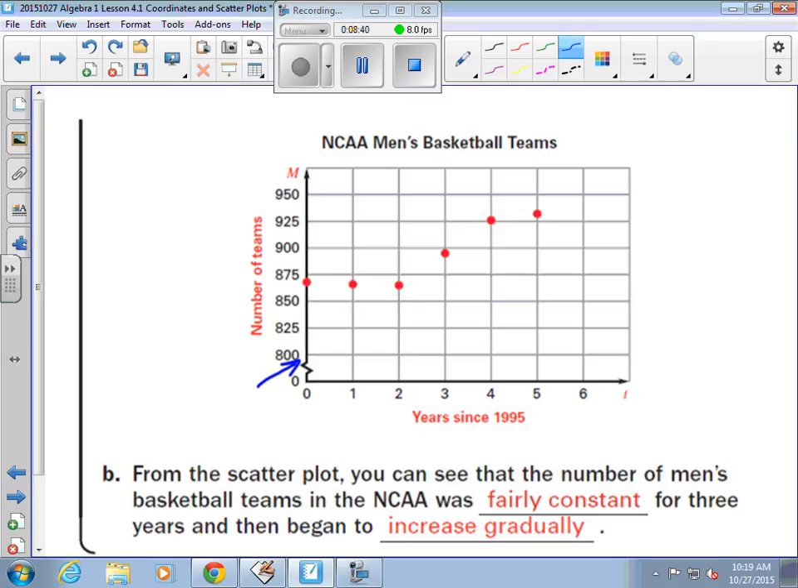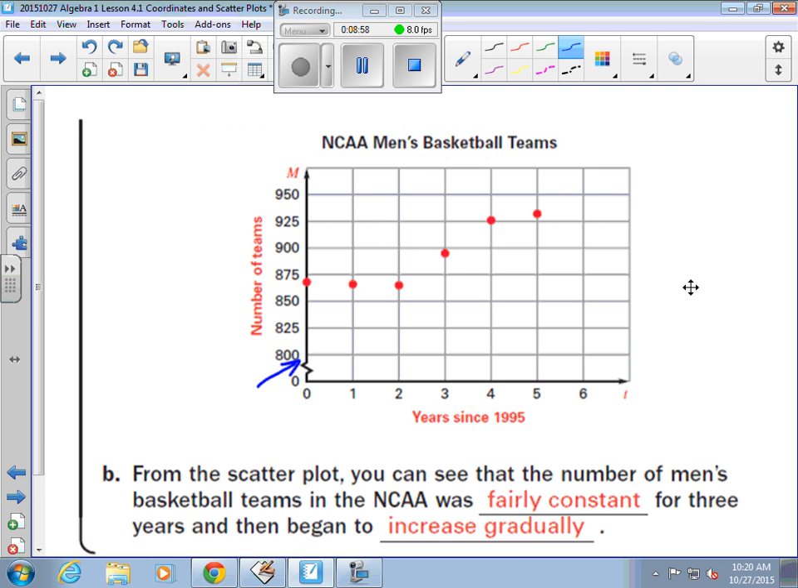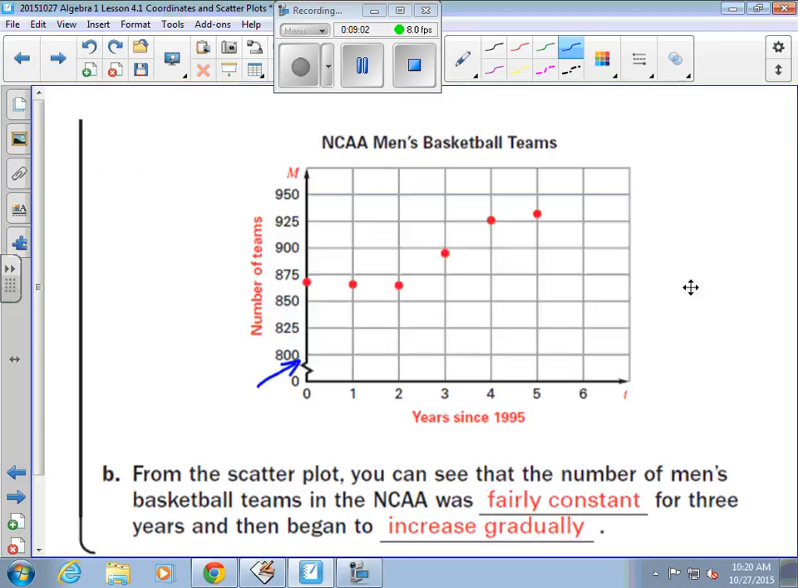Your scale on the bottom counts by single years, 1, 2, 3, all the way through 7 years. So your plots look like that. So at 0 years, there were 865 teams or whatever it was, then 866, and then 865. It went down a little bit, then it started going up to 895, and so on. So it looks like that.